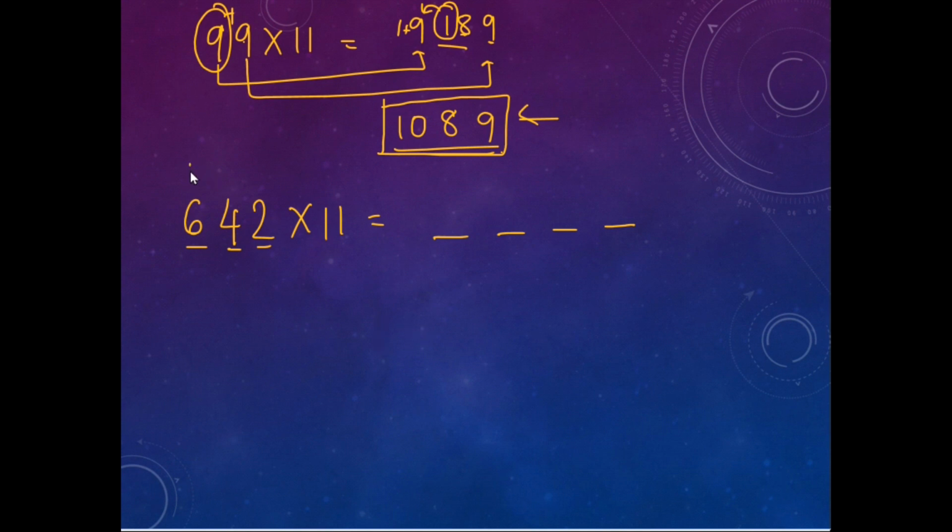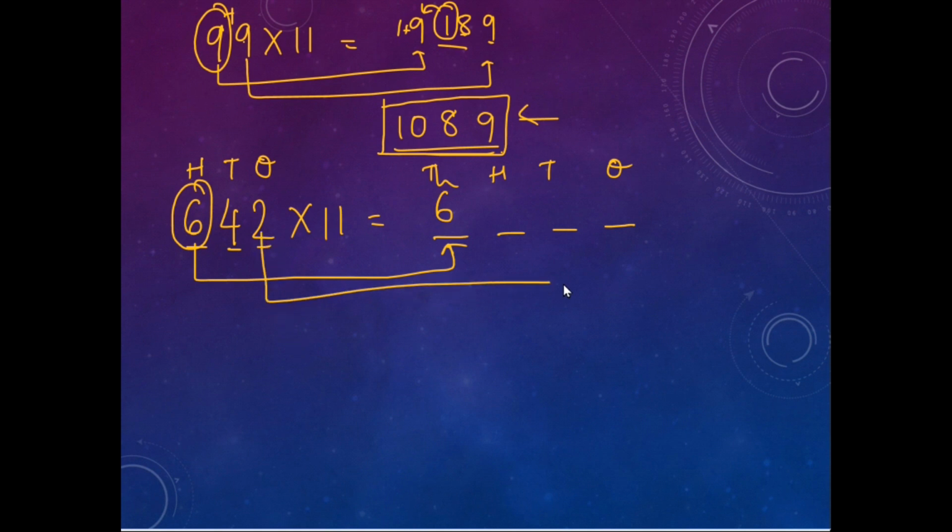Now this is your hundreds digit, this is your tens digit, this is your ones digit. This is your thousands place, hundreds place, tens place and ones place. This 6 which is in the hundreds place will go here in the first place, which is thousands here. And this 2 will go in the ones place. So you have a 2 here. Now you are having 2 places vacant here.